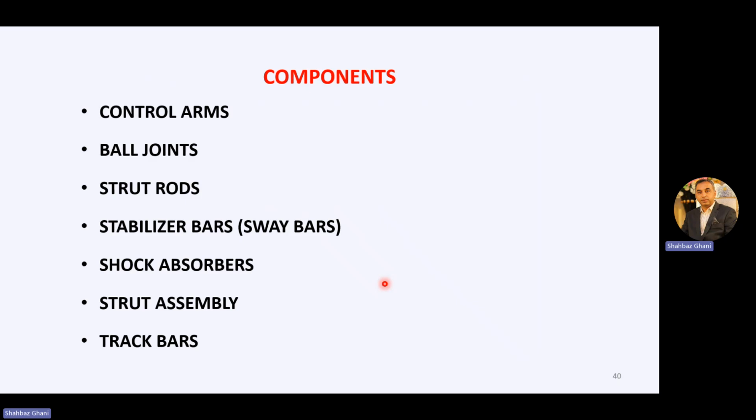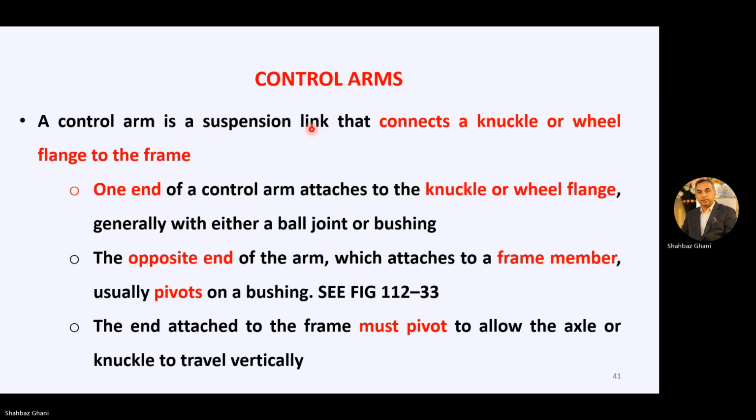Basically, we can conclude that there are 7 parts. We can divide the suspension system into it. First is the control arms, then ball joints, strut rods, stabilizer bar or sway bars, shock absorber, strut assembly, track bars. This strut rod and strut assembly, these are different things. Okay. So let's study one by one. First, talk about the control arms.